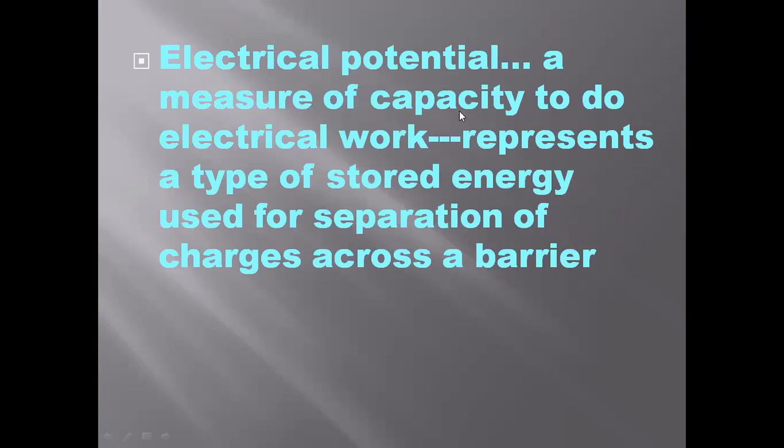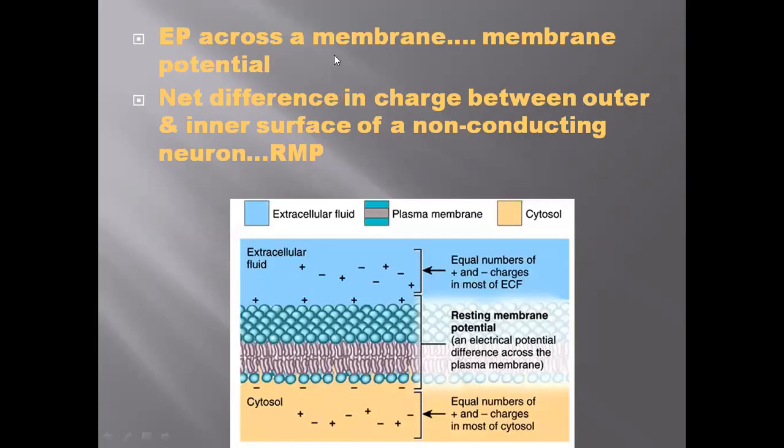It is the measure of capacity to do electrical work. It represents a type of stored energy, a type of potential energy, which is used for separation of charges across the barrier. Electrical potential across a membrane is known as the membrane potential. The net difference in charge between the outer and the inner surface of a non-conducting membrane of a neuron is known as the resting membrane potential.